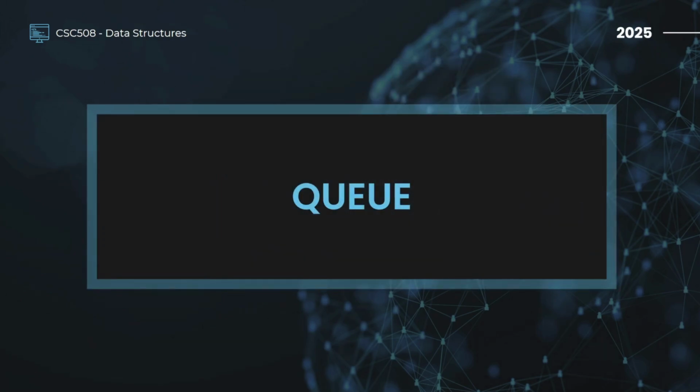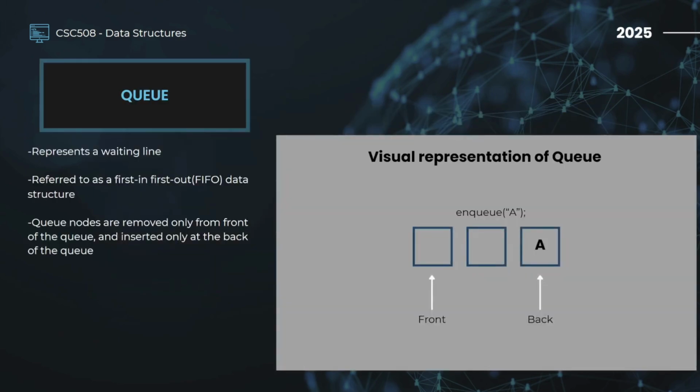Starting with queue, which could be known alternatively as a waiting line, where you could say that it's similar to a checkout line in a supermarket where the first person in line is serviced first and other customers enter the line only at the end and wait to be serviced. Therefore, it is referred to as FIFO data structure, which is known as first in, first out.